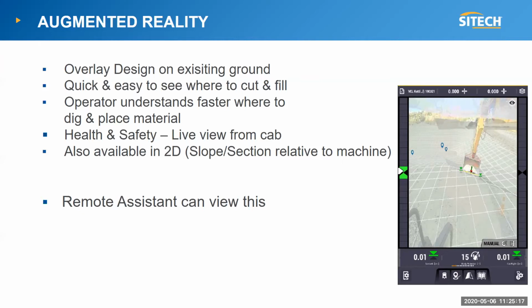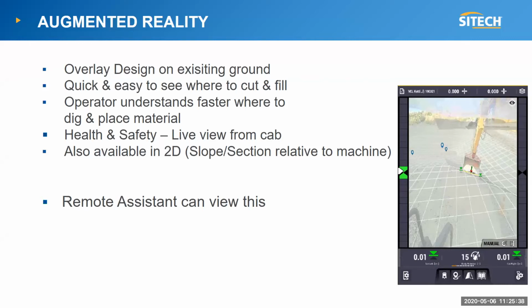This is not just for 3D. If you've only got the 2D system on the excavator, it will take your slope or depth and slope design that you created in your machine, project that design onto your existing ground from the machine out. So even in the 2D operation, you can use the augmented reality view.